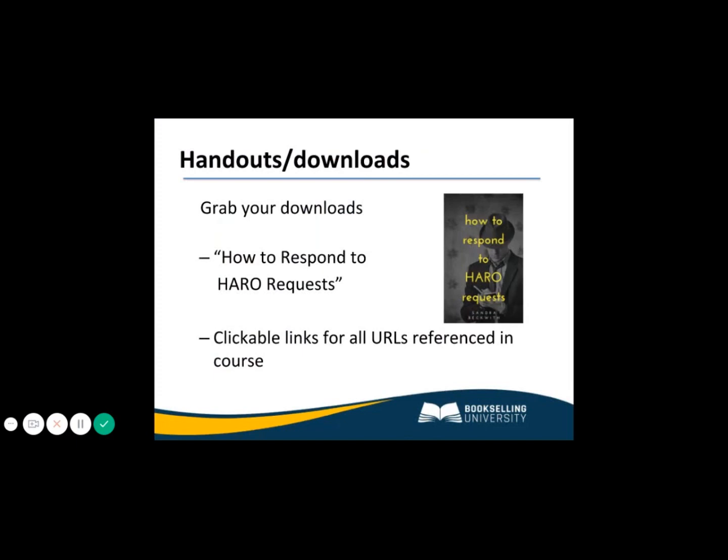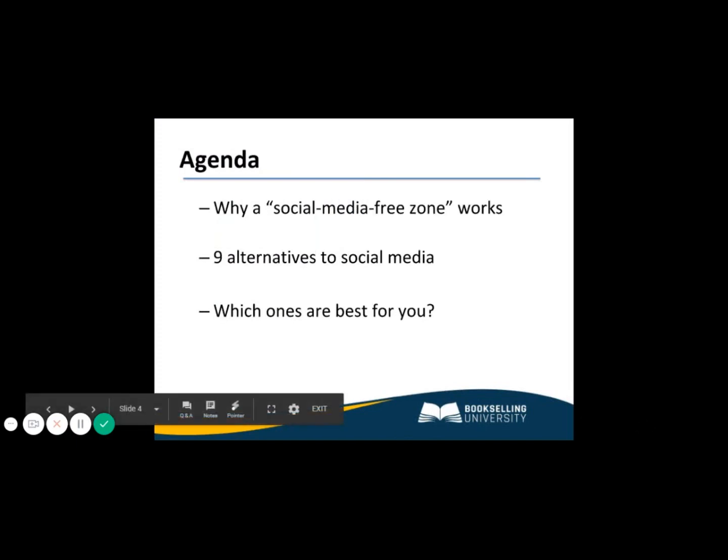Here is what you're going to be learning. This is our agenda. We're going to talk about why what we call a social media free zone works for book marketing. Why you can get away with marketing your book without using social media. Then we're going to go through 9 alternatives, what they are and how to use them. And then at the end, we're going to talk about which of these 9 might be the best for you and your book. So let's just jump right in.